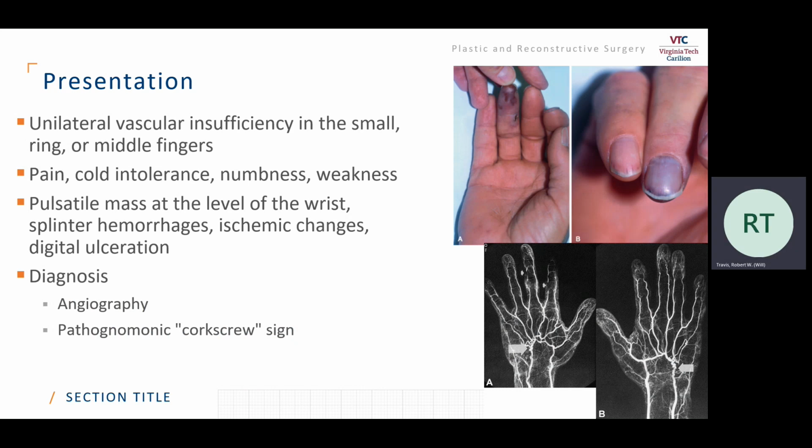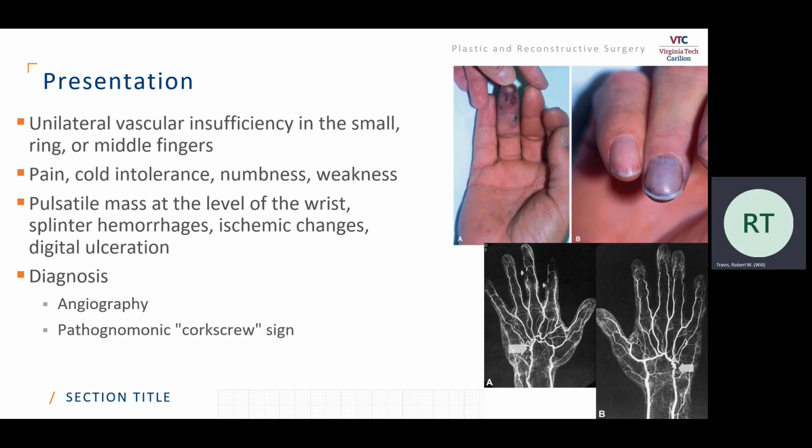These patients will present with unilateral vascular insufficiency in the small, ring, or middle fingers. The ring finger is involved in about 50% of cases, the small and middle fingers in a third, and almost never the thumb. That's a good way to rule this out. These patients will have symptoms including pain, cold intolerance, numbness, and weakness.